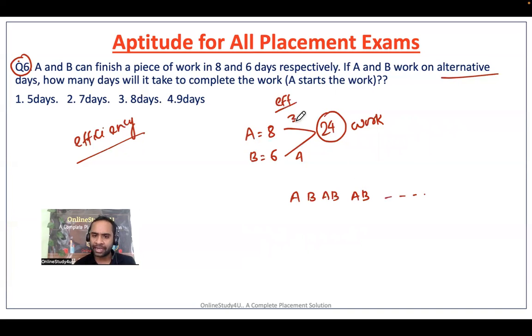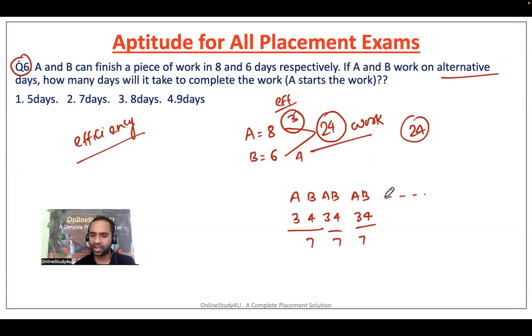Now, friends, A can complete how many work in a day? 3. B can complete how many work in a day? 4. That means in 2 days, A and B will complete 3 plus 4, 7 work. Then again 3, 4, 7 work. Then again 3, 4, 7 work. That means 7, 7, 7, 21 work they have already completed. Total work is 24. So next day who will work?